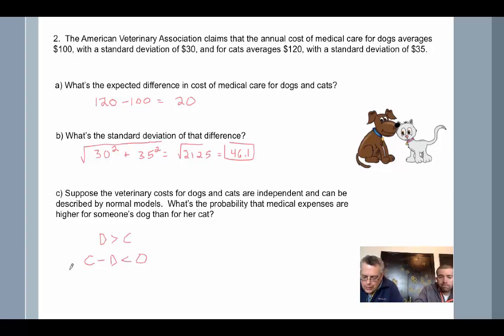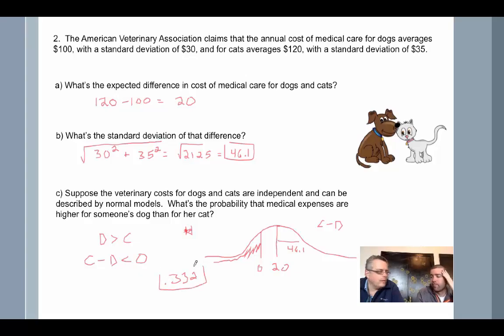Now you want to draw a normal curve? The average difference in cost is 20. The standard deviation is 46.1. We're interested in this being less than 0, so 0 is somewhere around here, and we want less than that. Up here we put C minus D, the distribution of the difference in the cost. If you use normal CDF, you end up with 33.2%. So about a third of the time, the dog is going to be more expensive.